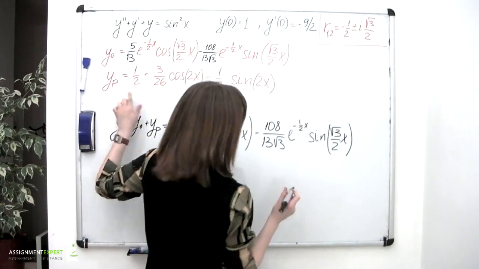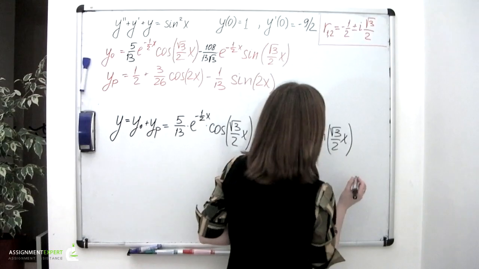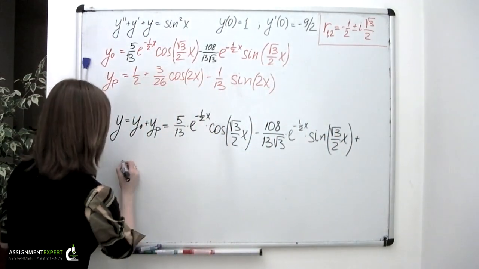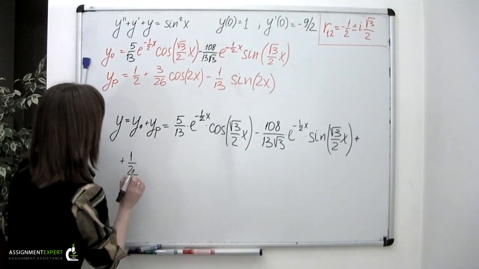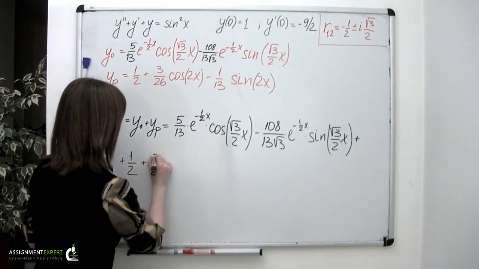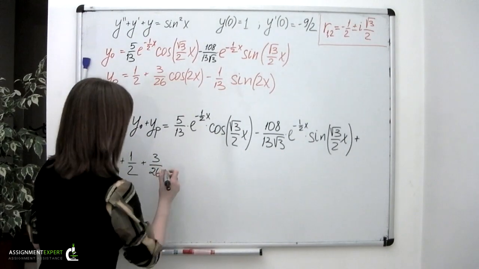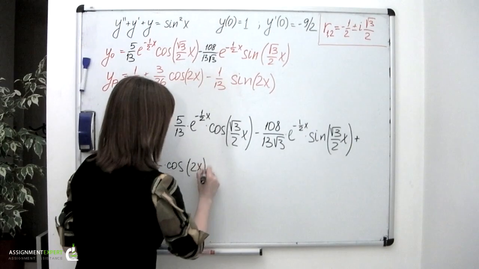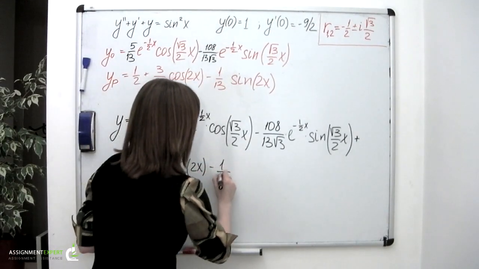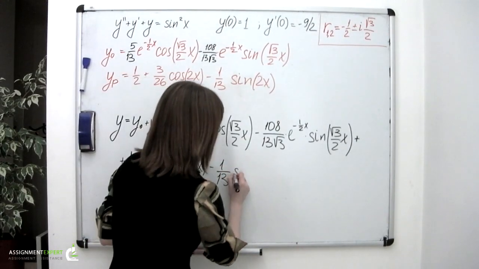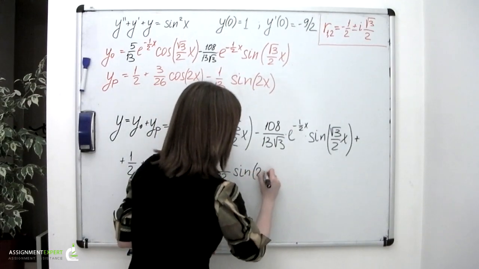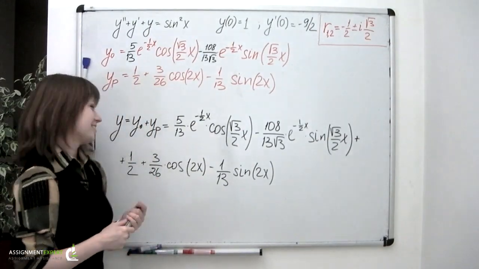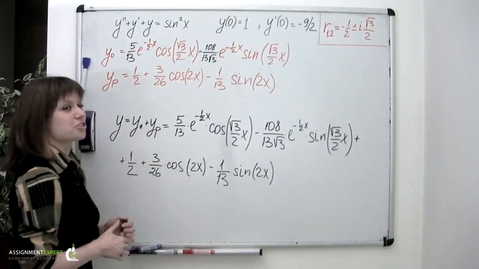And then we add the particular solution to the non-homogeneous equation. So we go plus 1/2 plus 3 over 26 times the cosine of 2x and minus 1 over 13 times the sine of 2x. And this is finally the answer to our differential equation.